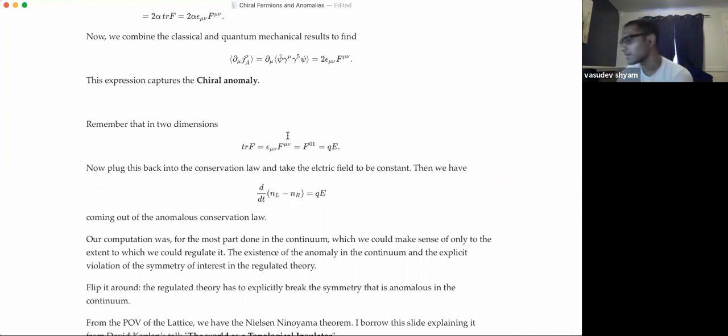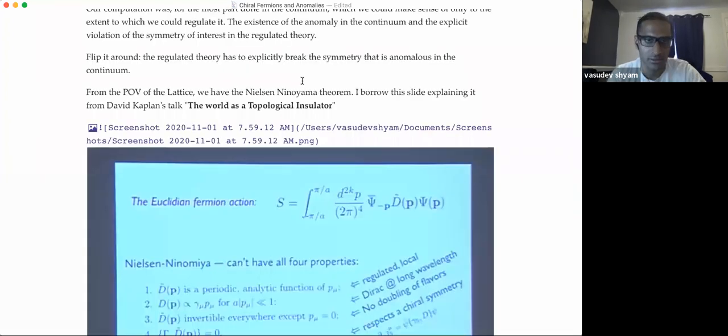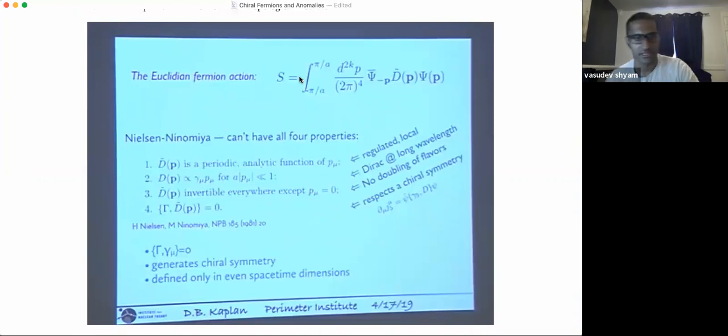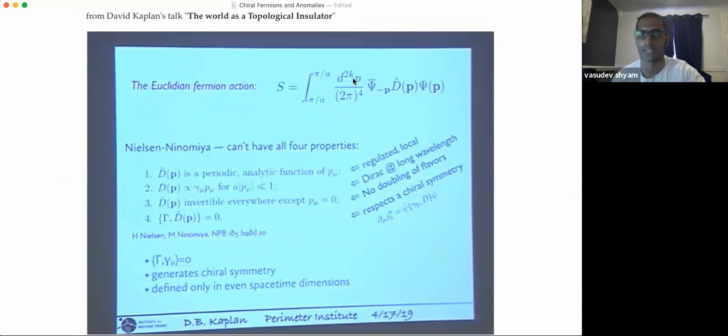So normally you would go to the lattice. Now the lattice just doesn't like chiral fermions, right? There are many ways to see that, but the one that's of most relevance to us, I've borrowed this slide from Kaplan's talk, The World is a Topological Insulator. I highly recommend it. He's explaining the Nielsen-Ninomiya theorem, as it's called. So say you're in some even dimension 2k, and you want to regulate the theory of Dirac fermions. There are interaction terms too, but let's just focus on the kinetic term. These guys proved a theorem saying that you can't have all four of these properties. Very conveniently, Kaplan highlighted what the implications of each of these properties are. So D-tilde of p is basically your regulated kinetic term.